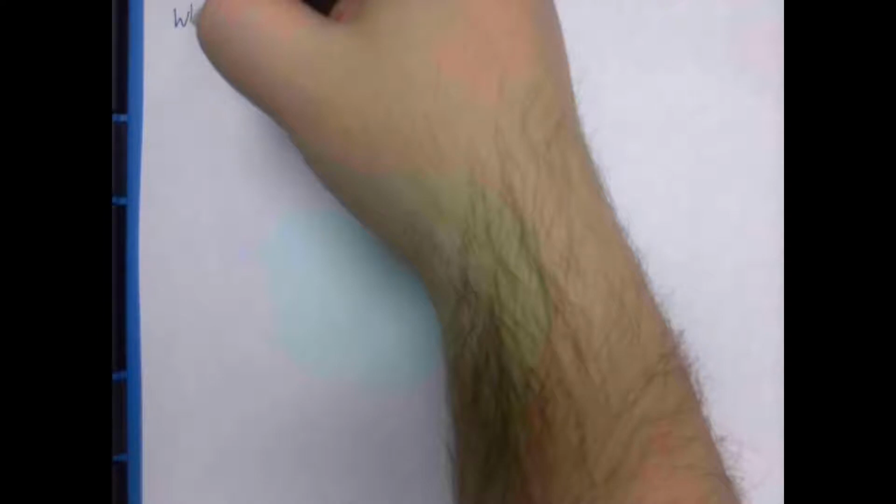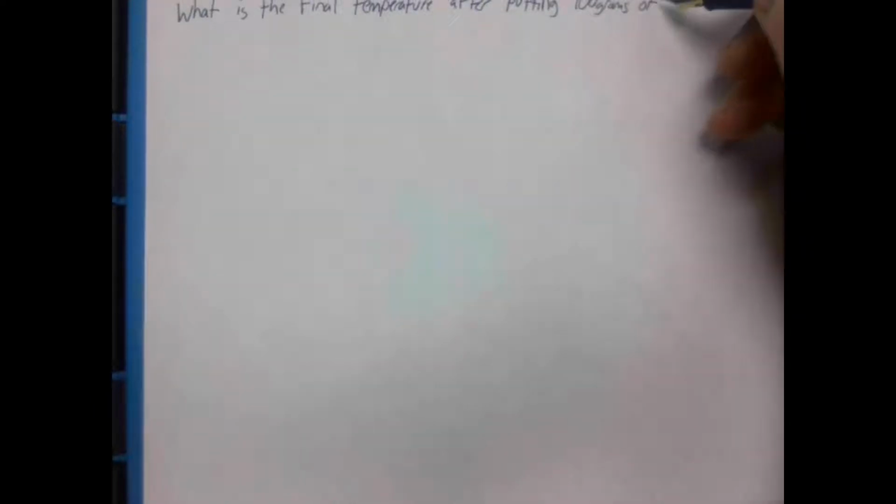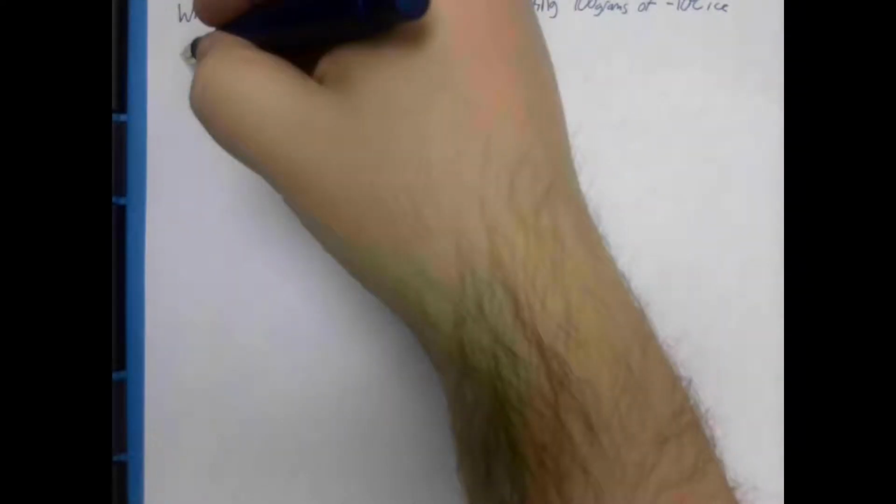What is the final temperature after putting 100 grams of negative 10 degrees Celsius ice into 500 grams of 20 degrees Celsius water?